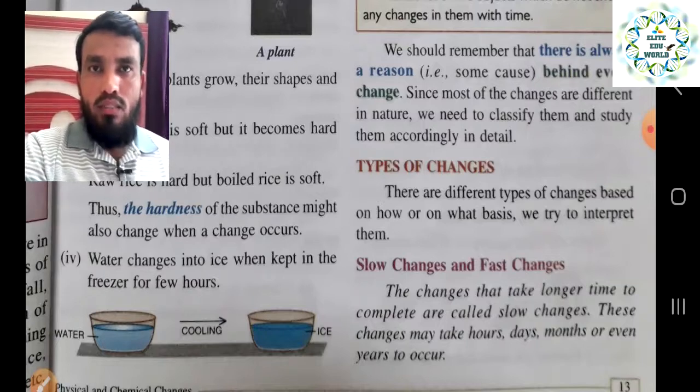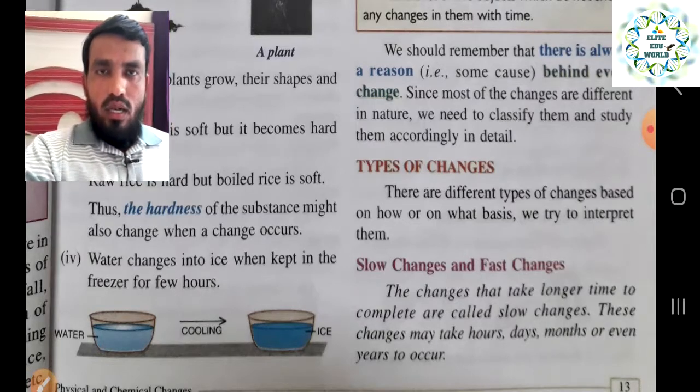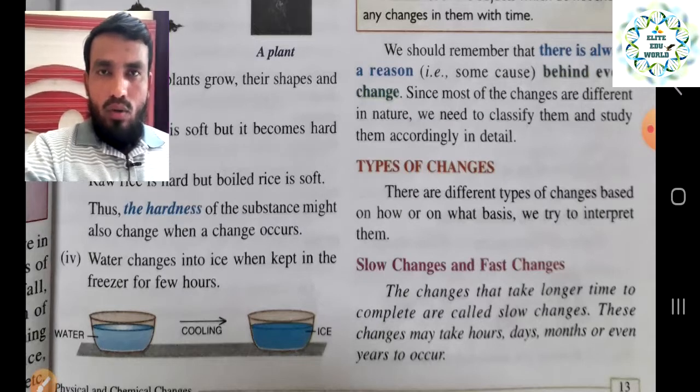Like if you are burning some paper, it is a very fast process, and it will come into ash, whereas before it was a paper or any cloth. Then we burn it, so very fast it will burn and just change into ash. And some changes take time, like growing of a plant or ripening of a mango.